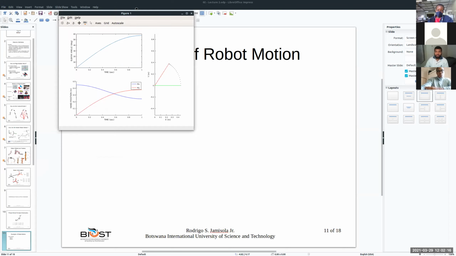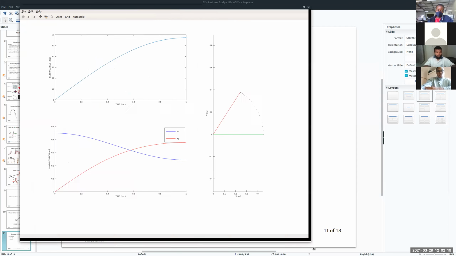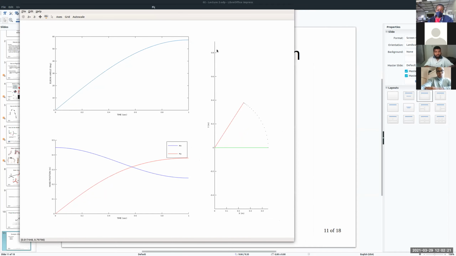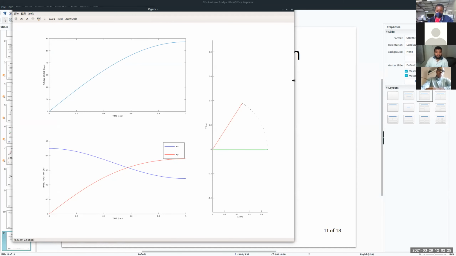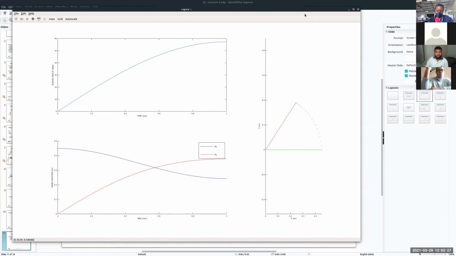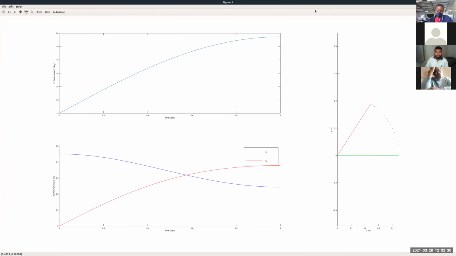Okay, so let's check this. Let's understand this diagram first. Okay, let's maximize it. So now let's understand this.